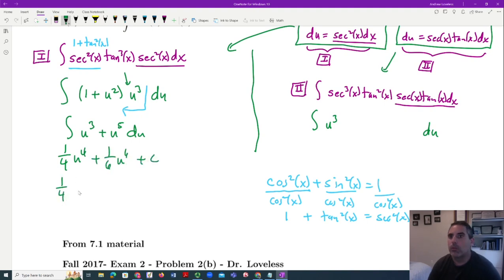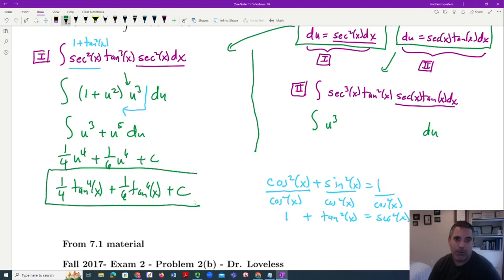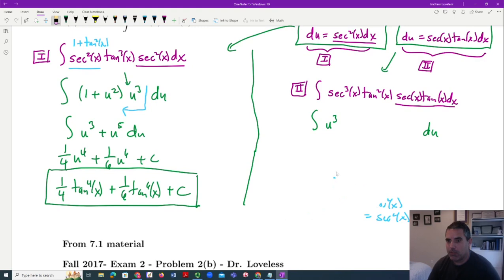So it's 1/4, and this is when u is tangent. That's one correct answer. Often in these problems that involve trig, there are many correct equivalent answers, simply because there's so many ways to write a trig function.